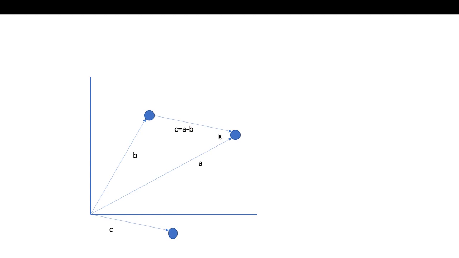So now what is a then? A is actually b plus c. So you can move c to the end of b, and b plus c actually gives a. So this is the vector addition and subtraction.